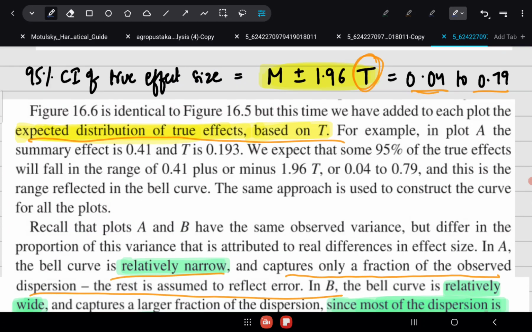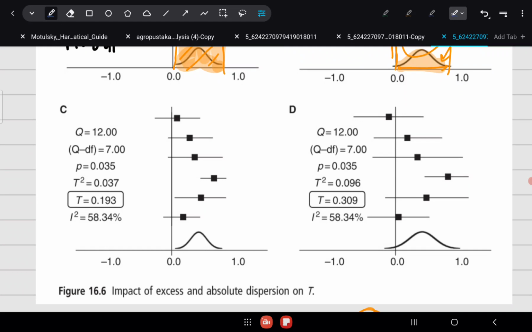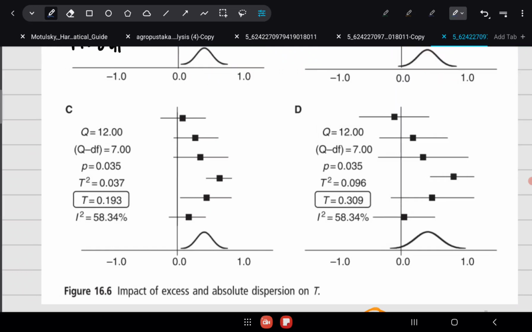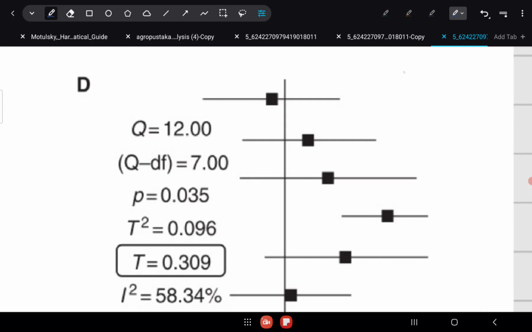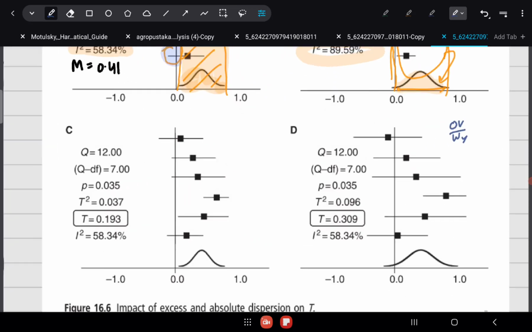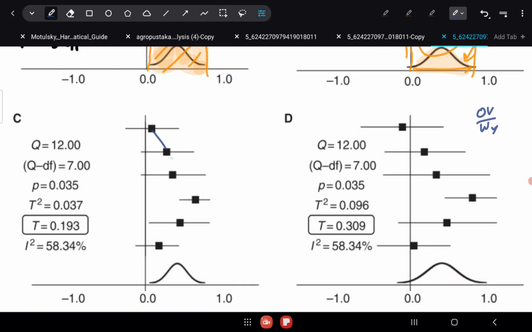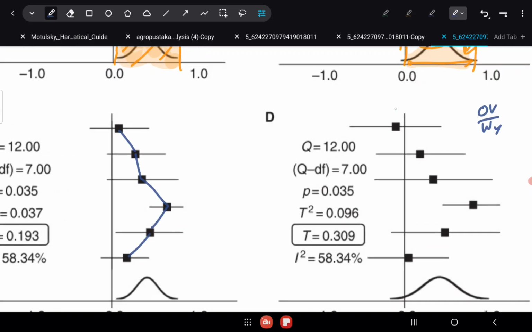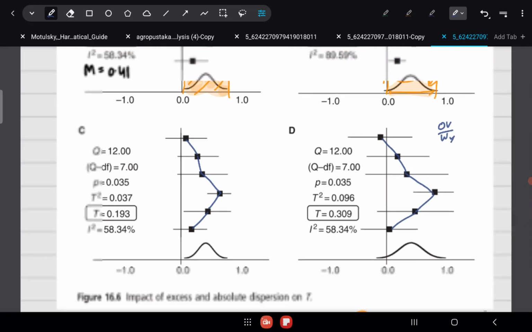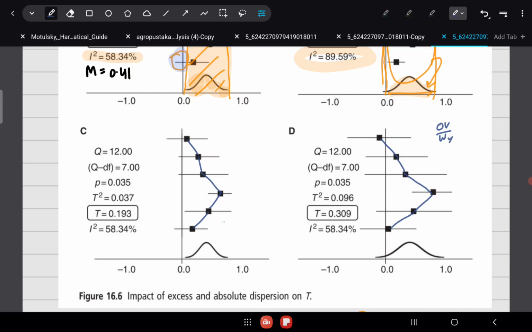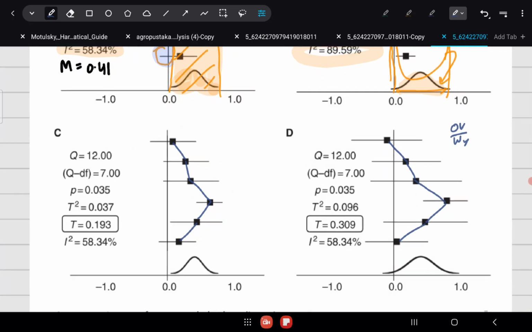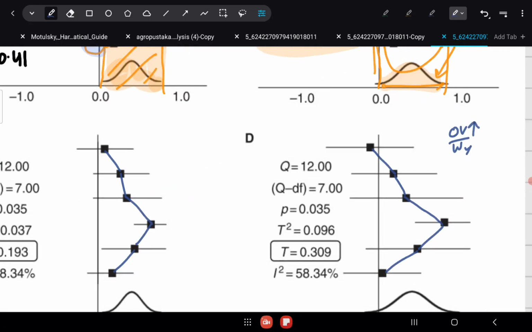Now we'll compare C and D. So we'll start from the concept of Q. Again, you know, Q is a ratio between observed variation and within study variation. So first we'll see observed variation is more for which forest plot. This is the method that I use, which I find relatively easy. You can already see the observed variation looks much wider, right? Can you compare these two forest plots? I think observed variation looks much more for D. So I'm going to write here: observed variation looks much more for D.